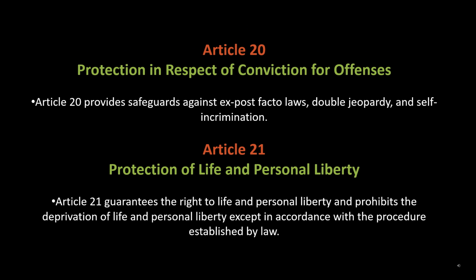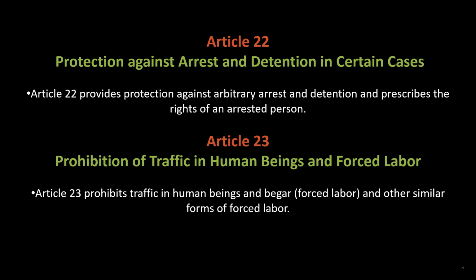Article 20. Protection in respect of conviction for offences. Article 20 provides safeguards against ex post facto laws, double jeopardy, and self-incrimination. Article 21. Protection of life and personal liberty. Article 21 guarantees the right to life and personal liberty and prohibits the deprivation of life and personal liberty except in accordance with the procedure established by law. Article 22. Protection against arrest and detention in certain cases. Article 22 provides protection against arbitrary arrest and detention and prescribes the rights of an arrested person.